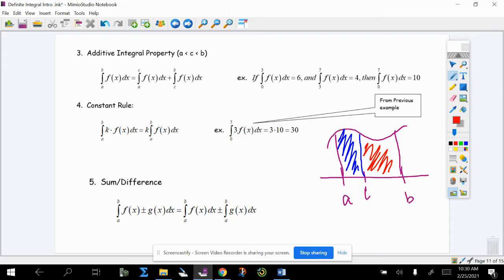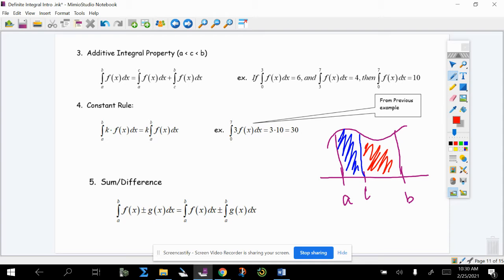So the example I have here is if I go from 0 to 3 and get 6, and then I go from 3 to 7 and get 4, then that means going from 0 all the way to 7, I would add the 2 parts together is 10. So that's a part plus part equals whole. That property itself is used so much on the AP test, and I'll show you as we do examples how it's used.